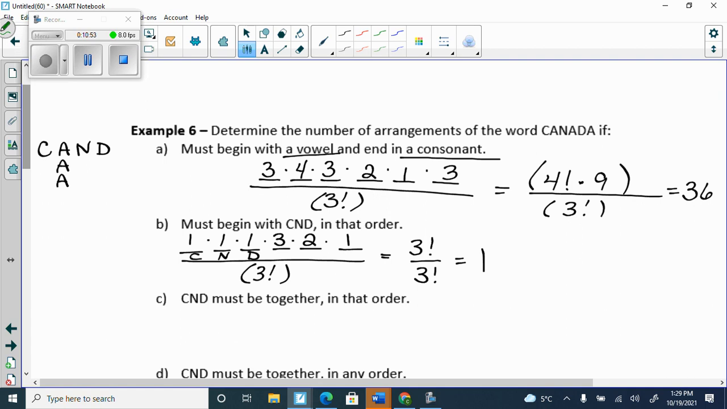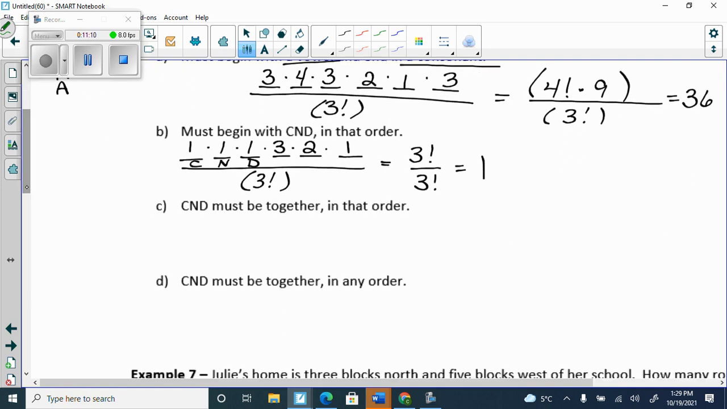Does that make sense? I'd only have one option? Yeah, because you have C and D. What letters do you have left? 3 A's. If I switch those 3 A's around, does it change anything? Yeah, same word. C and D, A, A, A. Now this one says C and D must be together in that order. So the first one said begin with C and D, so I stopped. This one said together in that order, but it doesn't have to begin with it, right?